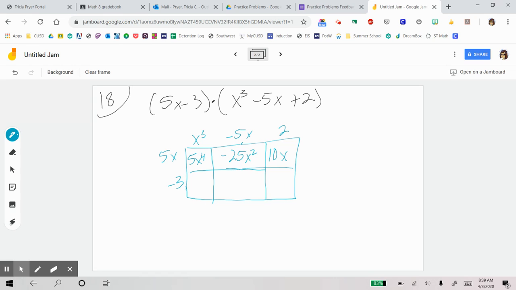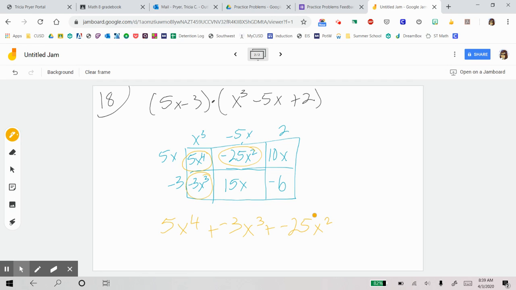X cubed times negative 3 is negative 3x cubed. Negative 3 times negative 5x is positive 15x. And then finally, negative 3 times 2 is negative 6. All right, and then we want to add everything together. And we want to make sure, if we're going to write our answer in simplified form, it should be in standard form. So we're starting with the highest degree, 5x to the 4th, plus the next highest degree is negative 3x cubed, plus the next highest is negative 25x squared.